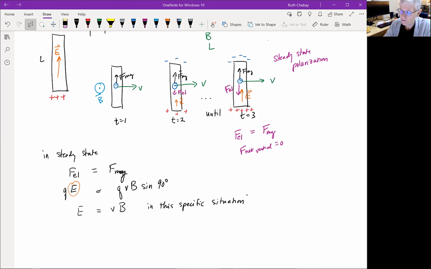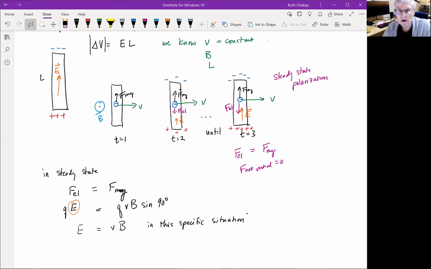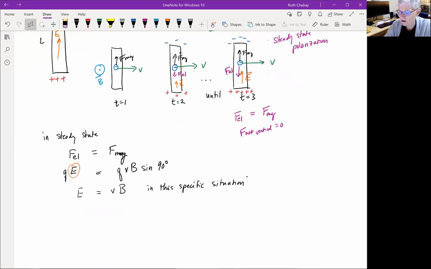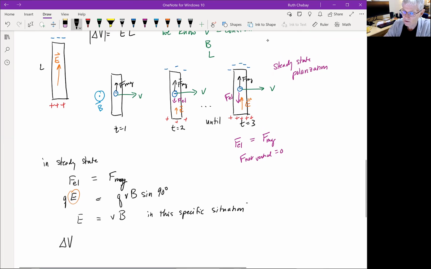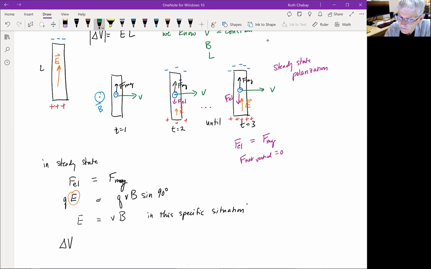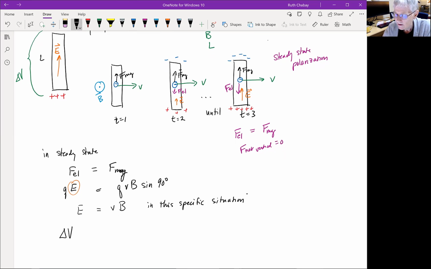But now that we know the electric field, because remember we knew the speed and we knew the magnitude of the magnetic field, we can actually find the potential difference across the bar. So it's this potential difference that we're interested in between the top of the bar and the bottom of the bar. And that's just going to be equal to E times L, and we're talking about absolute values here. And so that's going to be equal to vBL. And so that is the EMF of our battery.